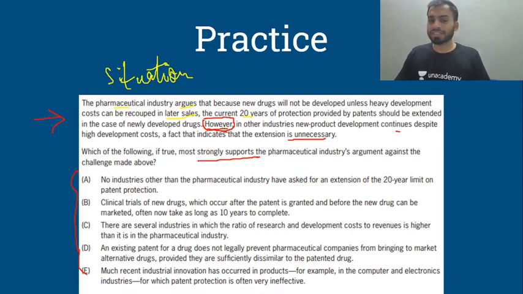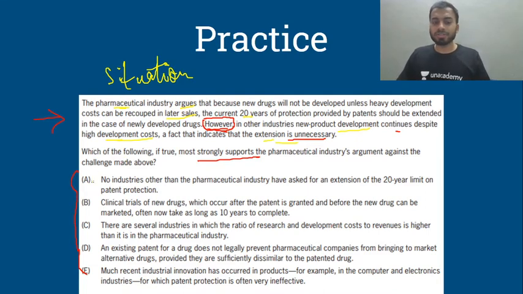And then there is a shift in the argument. However, in other industries, new product development continues despite high development costs, a fact that indicates that extension is unnecessary. Now they are comparing the pharmaceutical industry with other industries, and they are saying that new product development keeps on happening. The cost of R&D is very high, so we don't need to give you extra time. This is the challenge that they're posing to the pharmaceutical industry.